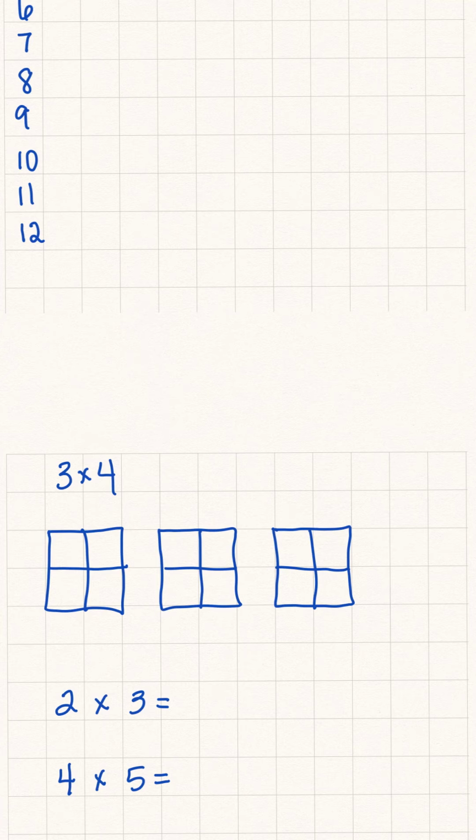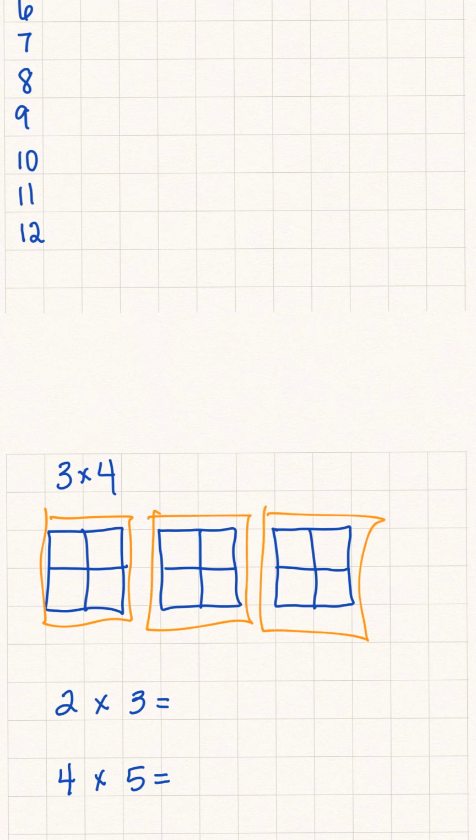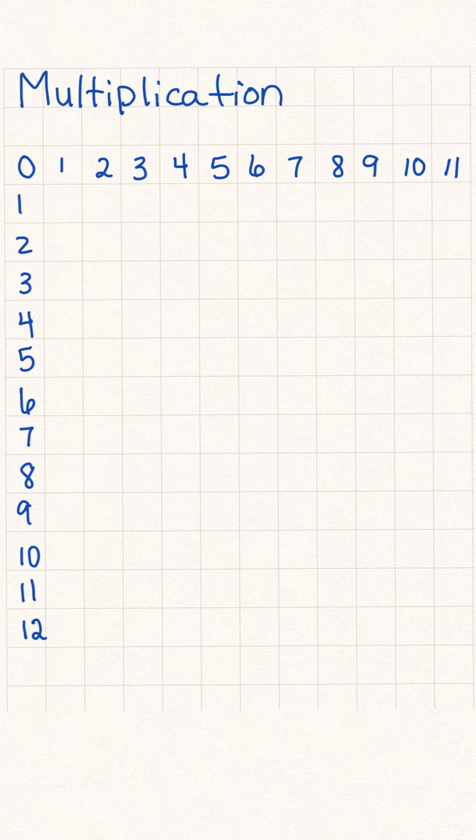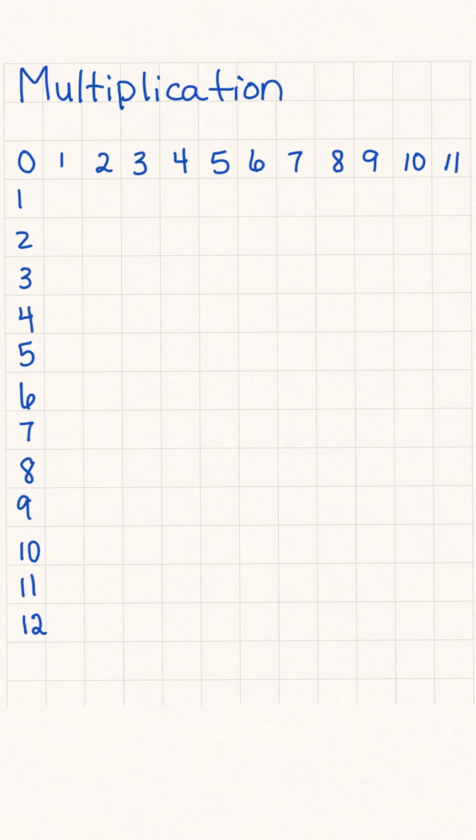That's basically saying there's 3 groups of 4. 1, 2, 3, 4, 1, 2, 3, 4, 1, 2, 3, 4. 3 times 4. When we're filling out a multiplication chart, this is just adding that same number.